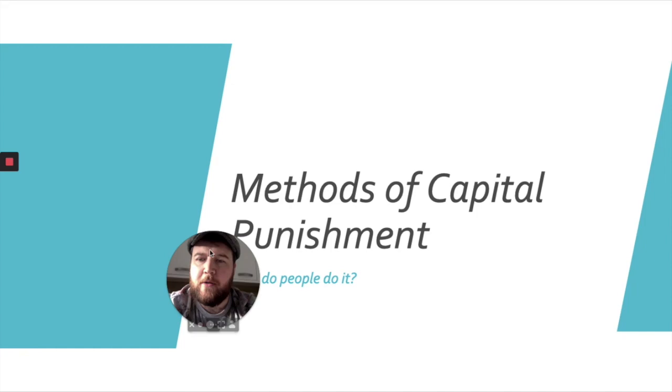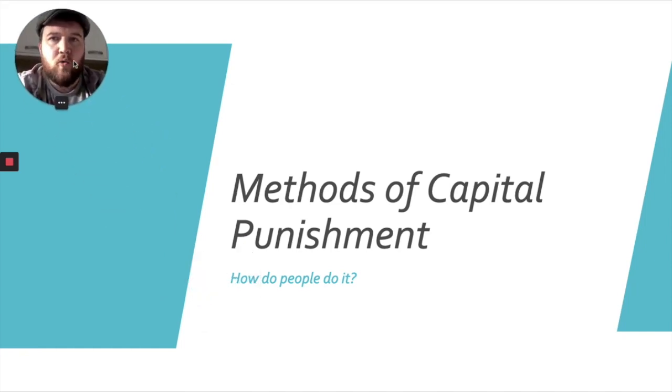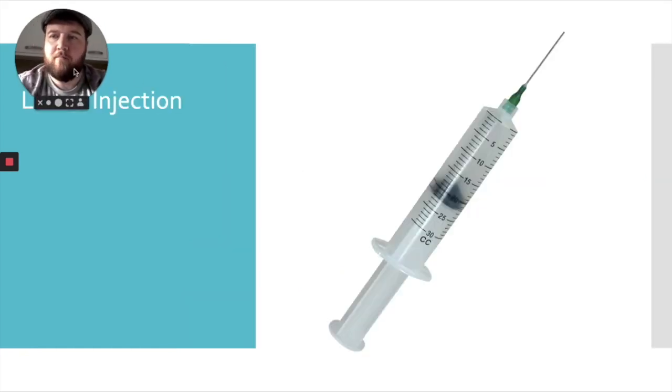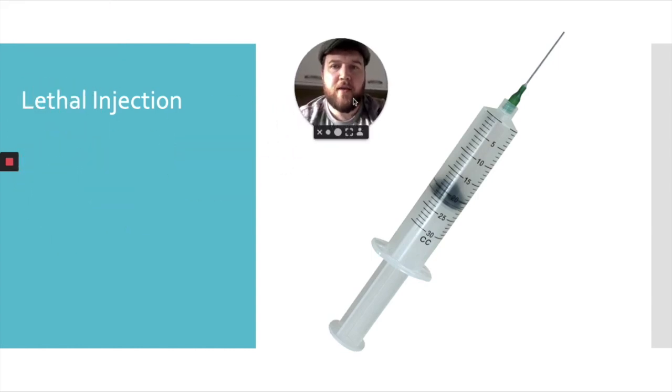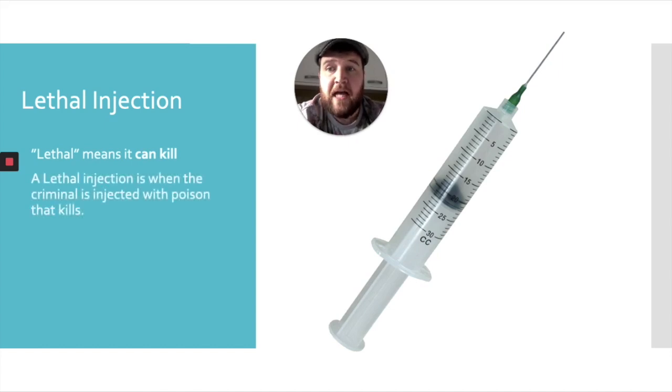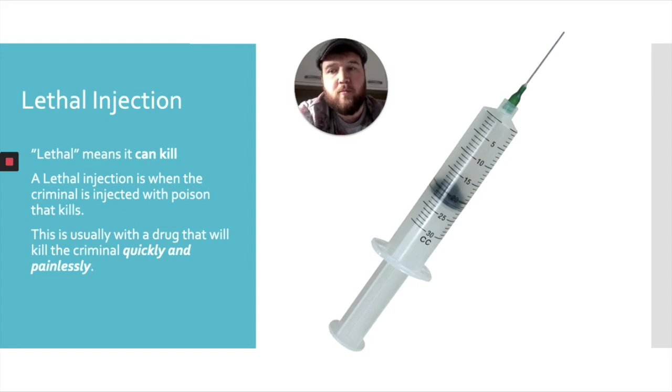So, let's have a wee look at methods of capital punishment. We'll have a criminal, they've done something bad, they've been found guilty. What happens to them next if a judge sends them off for capital punishment? Well, one of them, and this is actually the most popular, is called lethal injection. You can see there's a syringe and it's got drugs inside it. Lethal means it can kill. A lethal injection is when the criminal is injected with poison that kills. Simple as that. This is usually with a drug that will kill the criminal quickly and painlessly.